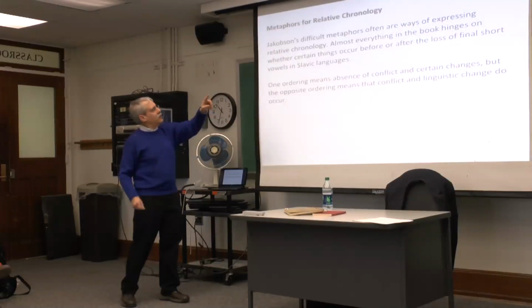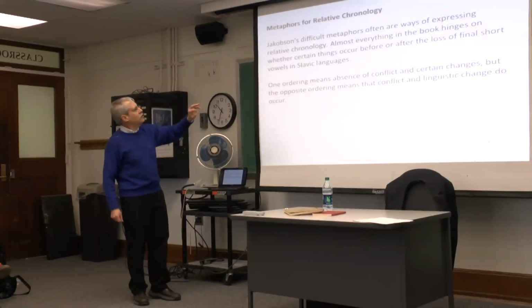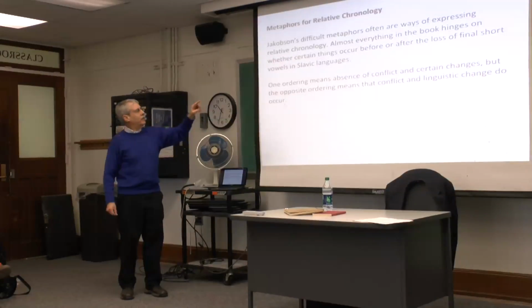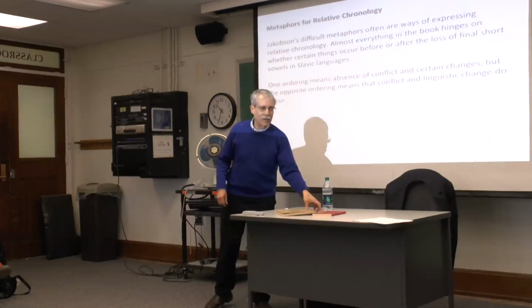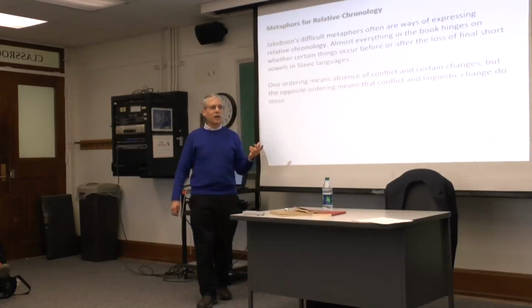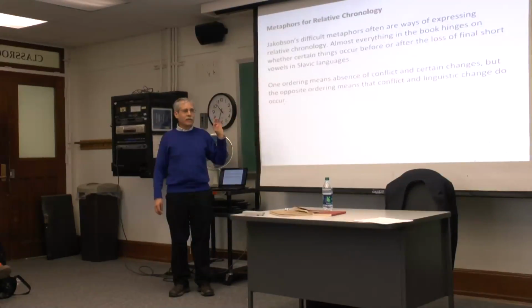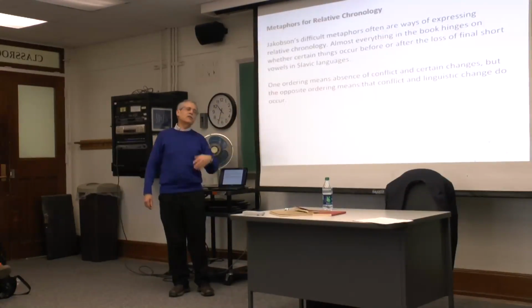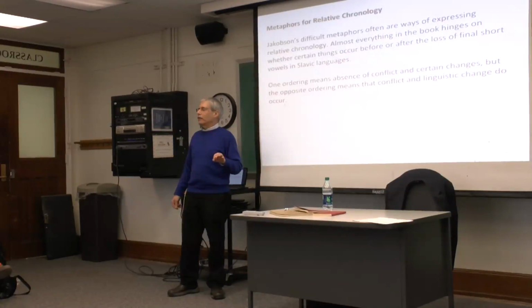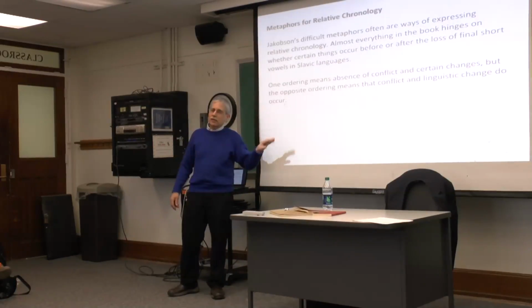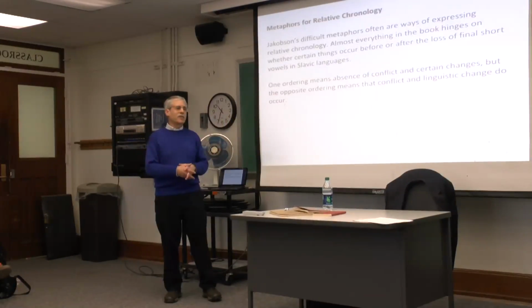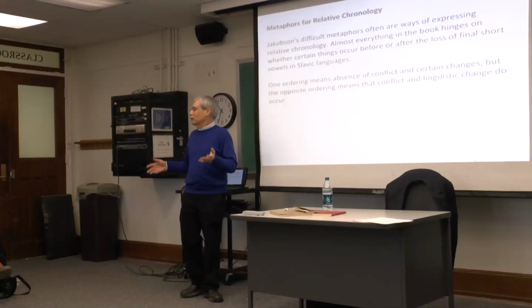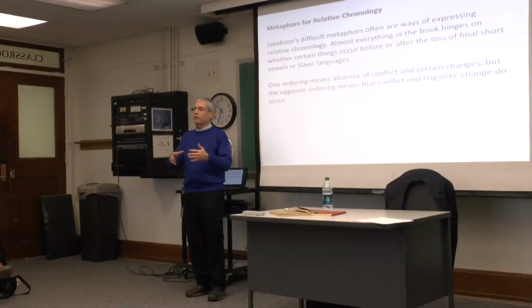So almost everything in this book hinges on whether certain things occur before or after a particular rule. The rule in question, which is the most important rule for this whole book, is the loss of final short vowels in Slavic languages. First final, eventually it was a whole bunch of short vowels, but these were short highs known by the Slavic name for the letter, yer. Yer is the name of the letter. I'm not sure if you ever heard of this before, but this is one of the most common subjects in Slavic linguistics, the loss of the yers, which is really the loss of final short vowels.